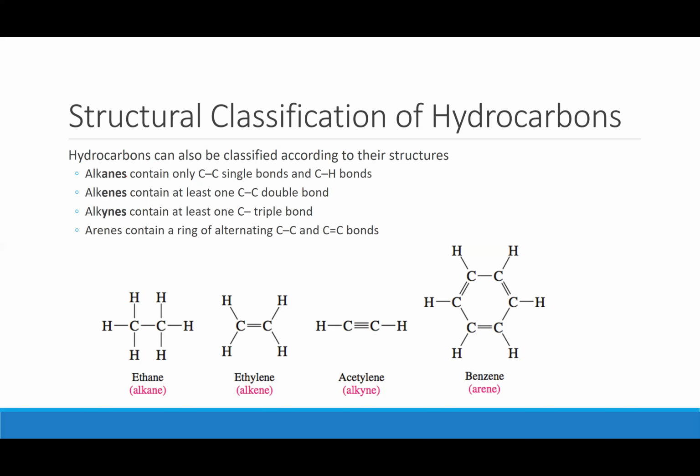There's another variety of structure also called arenes, which contain a ring of alternating carbon single and carbon double bonds. An example of this is benzene. So again, mostly I want to focus on the ending here. This is very important, the ane, ene, and yne ending. So ane is single bond only, ene is at least one double bond, and yne is at least one triple bond.